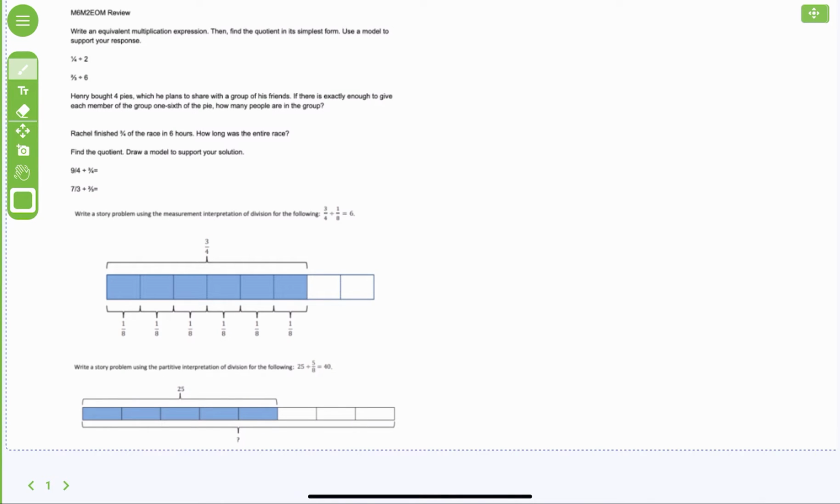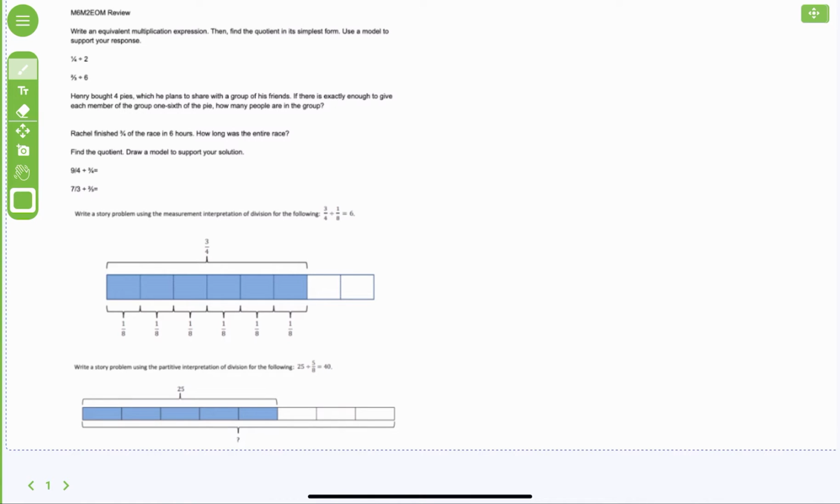This is the review for the midterm. It says write an equivalent multiplication expression, then find the quotient in its simplest form. Use a model to support your answer.